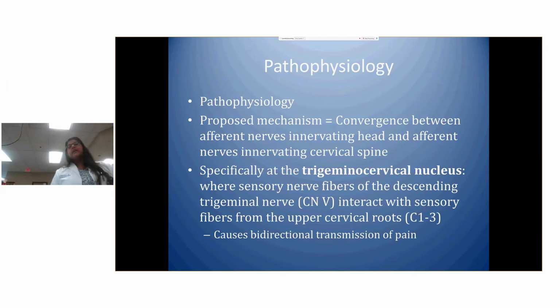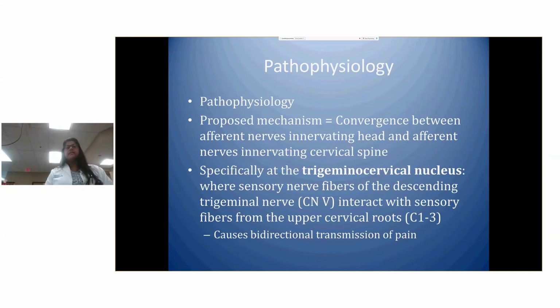Understanding pathophysiology, this is what the proposed mechanism is. The proposed mechanism is convergence between afferent nerves innervating the head and afferent nerves innervating the cervical spine, specifically at the trigeminocervical nucleus, where sensory nerve fibers of the descending trigeminal nerve, cranial nerve 5, interact with sensory fibers from the upper cervical roots, C1 through C3. This causes bidirectional transmission of pain.